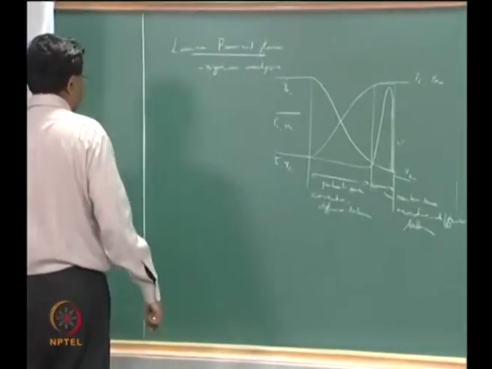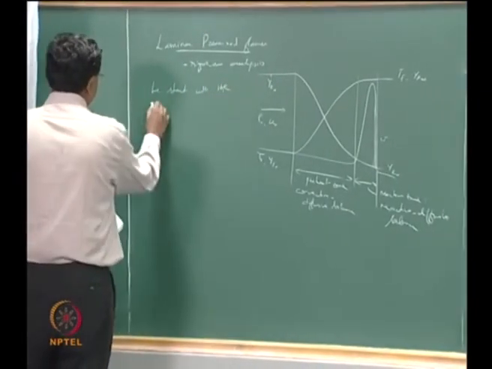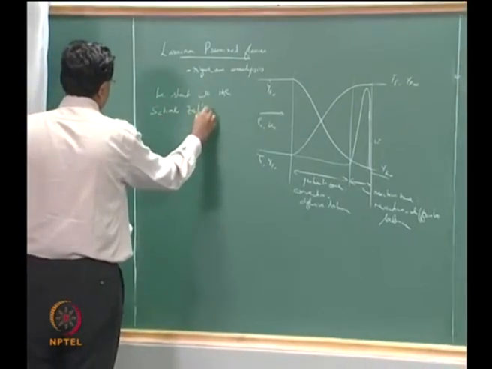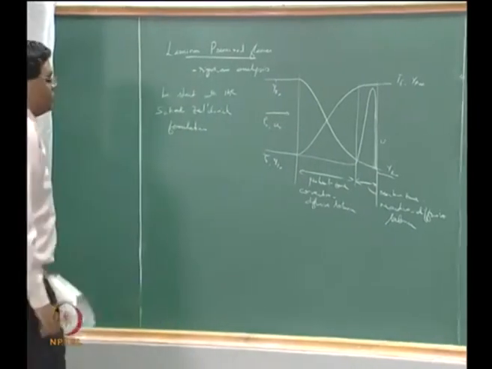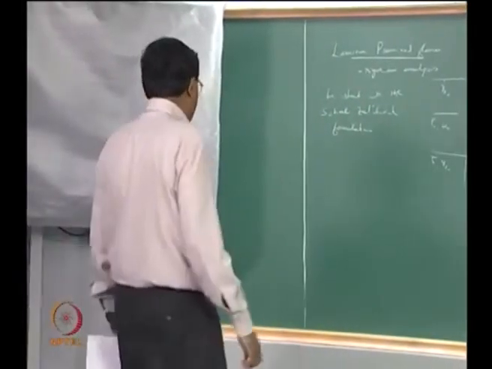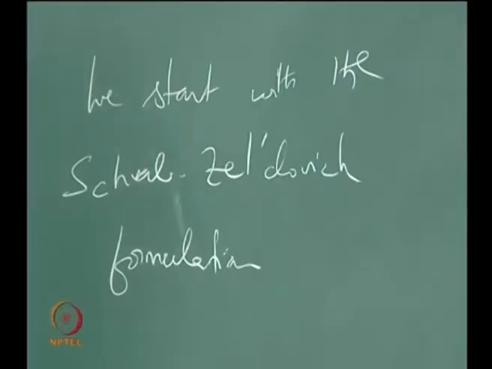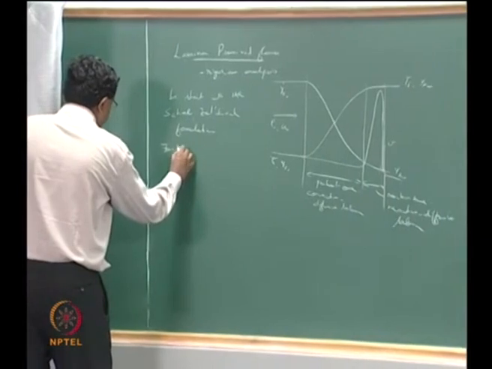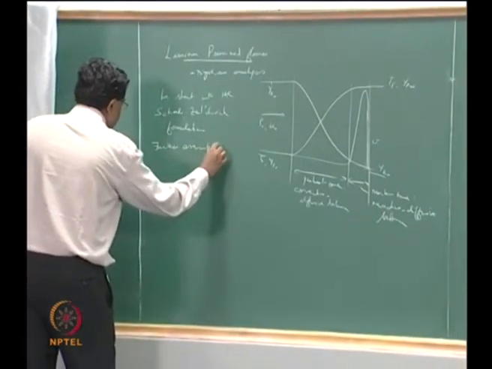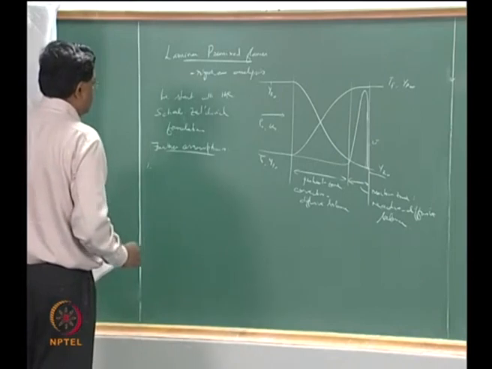But when you are now doing the rigorous analysis, we start with the Schwab-Zeldovich formulation. Which means we have to go along with the assumptions that are attendant to the Schwab-Zeldovich formulation, and then we make further assumptions, hopefully only a few, that are particular to this problem. So, further assumptions. The first thing that we make is a somewhat peculiar simplifying assumption, which could be relaxed.